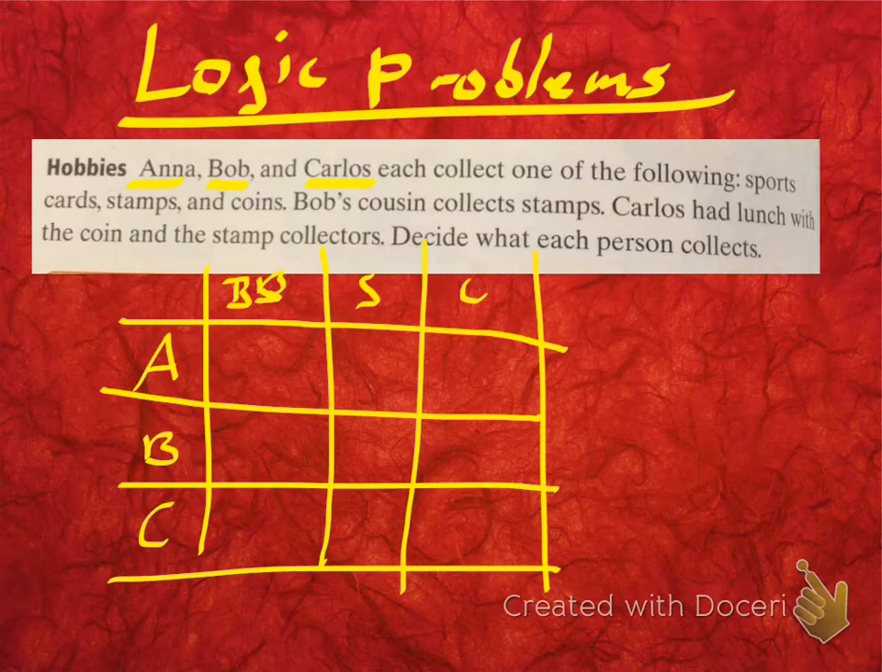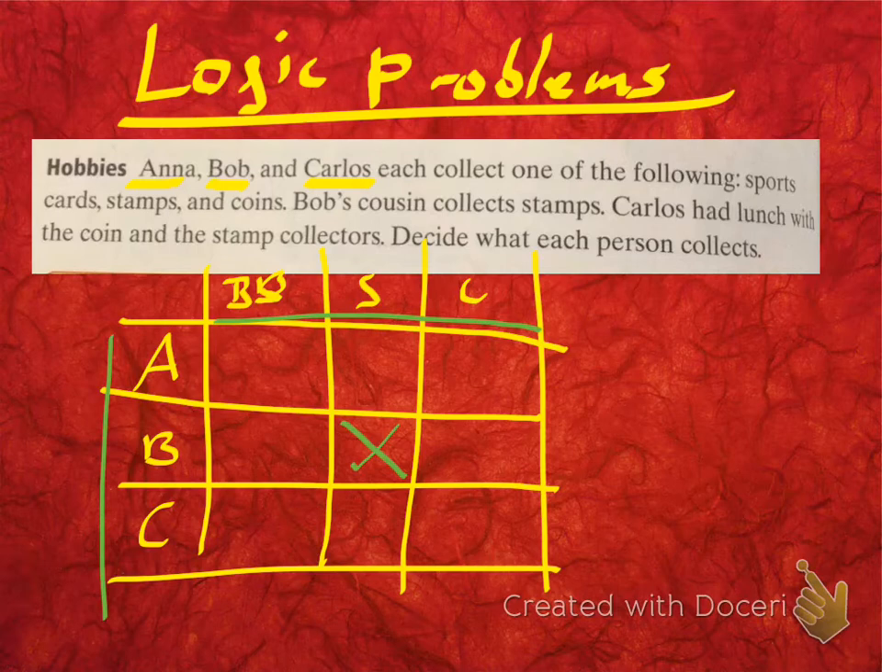So first of all, we have three different people. These are the names. And we have three different hobbies of what they collect. All right, so we've got that. That takes care of the first sentence. The next sentence is Bob's cousin collects stamps. Now Bob can't be his own cousin, so that's kind of a subtle way to say that Bob is not the stamp collector, because we're not going to have three people collecting coins. One person collects each of the three things, so there's going to be a unique solution.